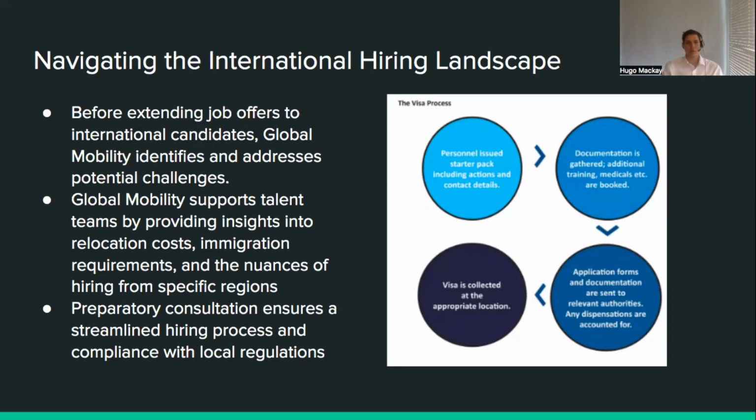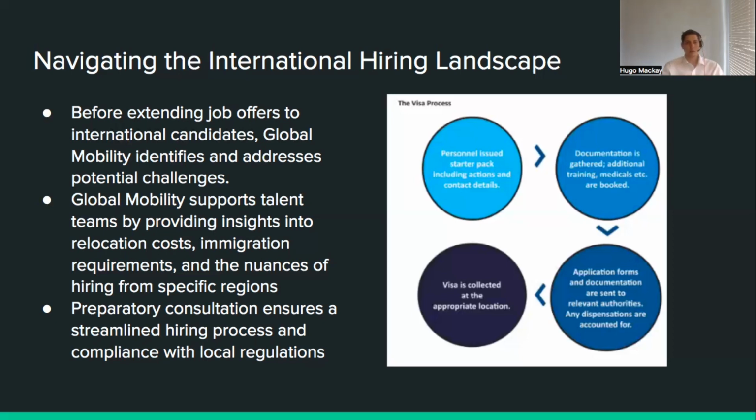In the preliminary phase, the global mobility function supports the talent team in understanding potential relocation costs, bottlenecks, immigration requirements, and other nuances specific to hiring from a particular country or region. This preparatory consultation ensures that talent acquisition teams are not navigating in the dark and can preempt potential pitfalls, making the hiring process more streamlined and efficient.